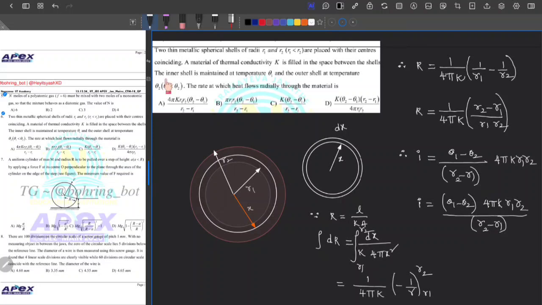He did mention something about it, sorry, he has mentioned here theta 1 is less than theta 2, therefore this should be theta 2 minus theta 1. Here it is mentioned, so please be careful. Clear? So that is the one that you need to remember.